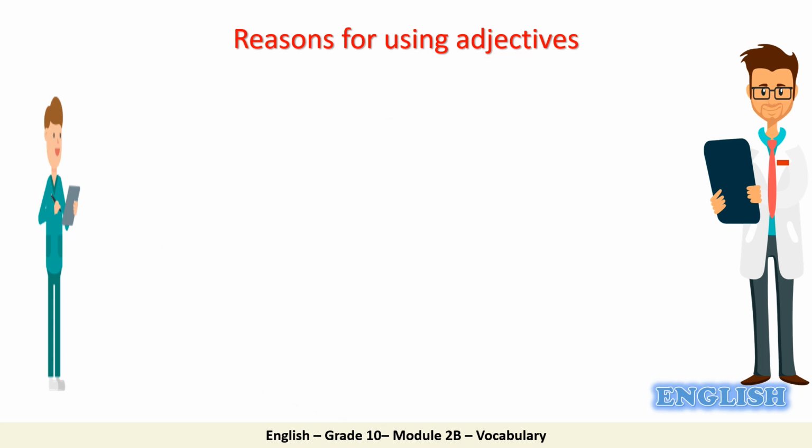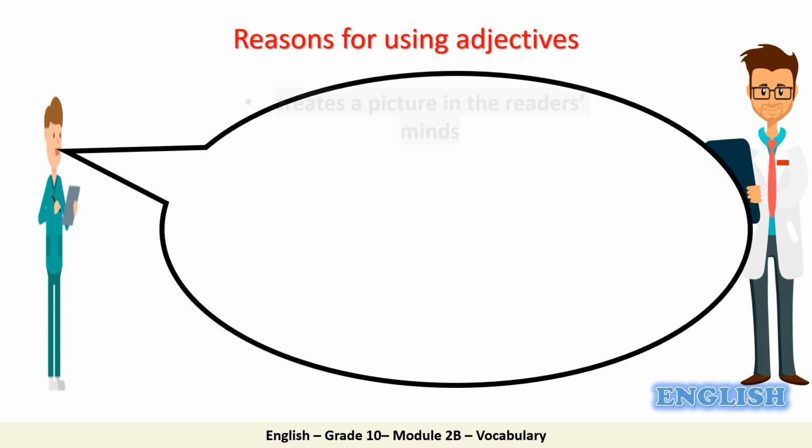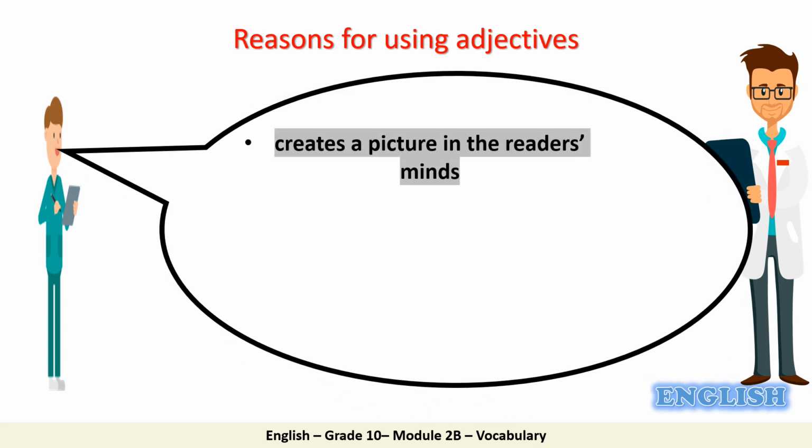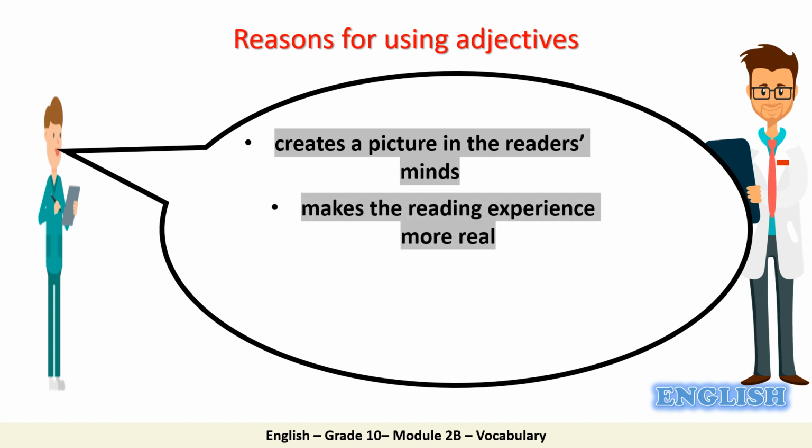The three reasons for using adjectives are: 1. Creating a picture in the reader's mind. When you write your own story, remember that using adjectives allows your readers to smell, see, touch, and imagine everything in your story. It also makes the reading experience more real.